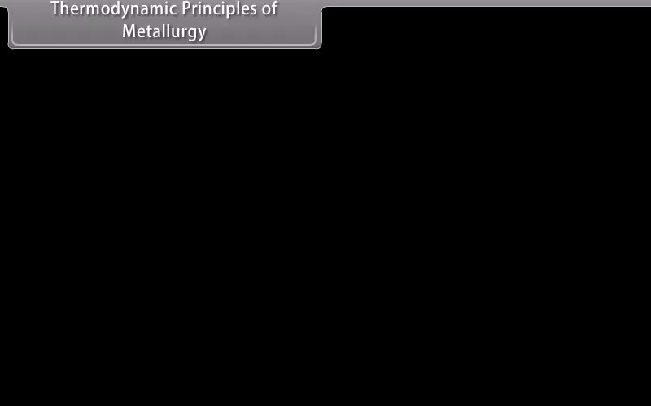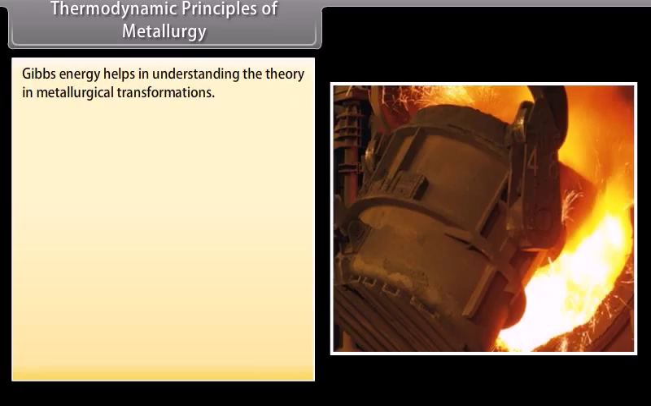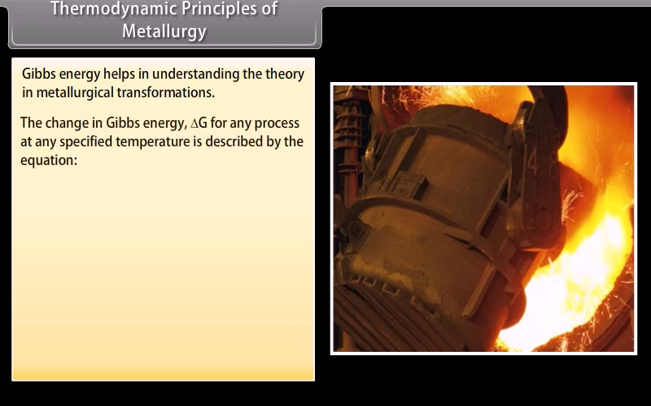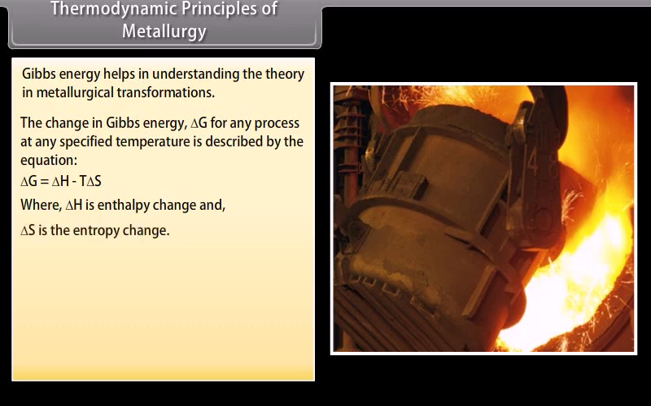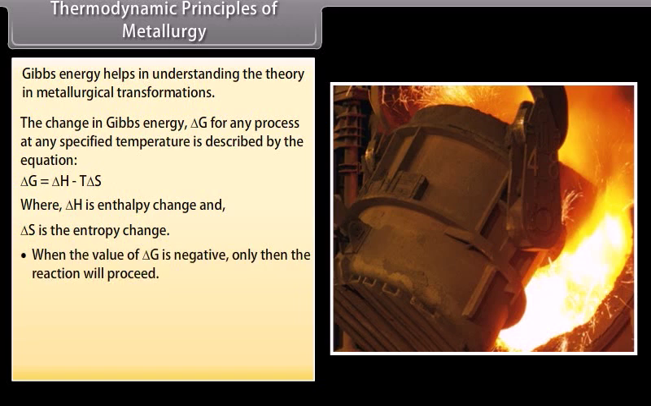Thermodynamic principles of metallurgy. Gibbs energy helps in understanding the theory in metallurgical transformations. The change in Gibbs energy, delta G, for any process at any specified temperature is described by the equation delta G = delta H - T delta S, where delta H is enthalpy change and delta S is the entropy change. When the value of delta G is negative, only then the reaction will proceed.